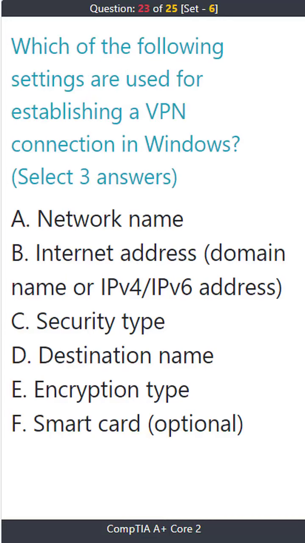Question 23. Which of the following settings are used for establishing a VPN connection in Windows? Select 3 answers. A. Network name. B. Internet address, domain name or IPv4/IPv6 address. C. Security type. D. Destination name. E. Encryption type. F. Smart card, optional.